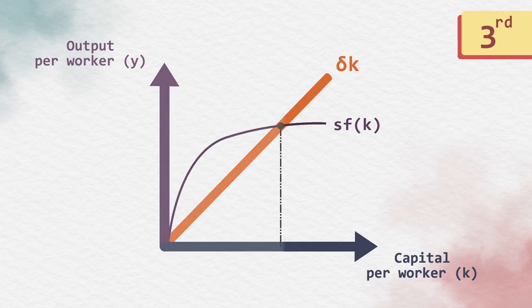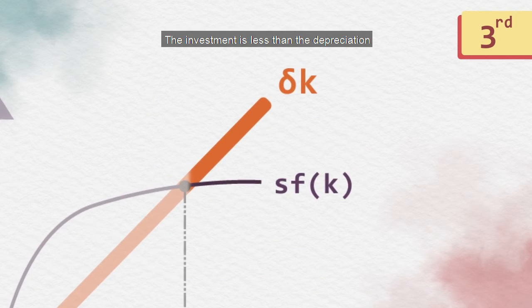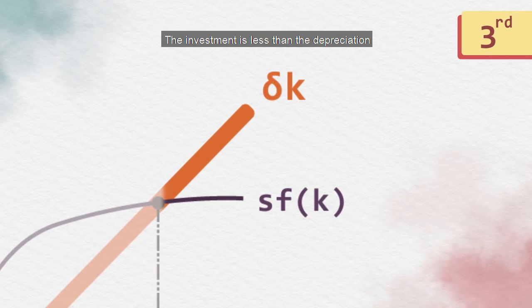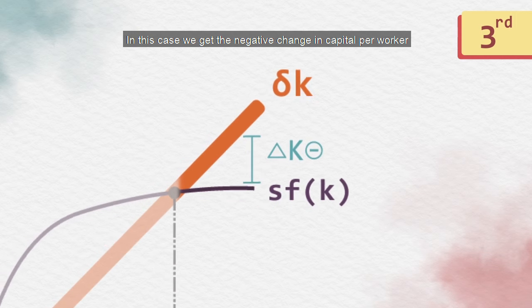Third case, we move to the right of the graph. It's clear that investment is less than depreciation. So in this case, we get a negative change in capital per worker.